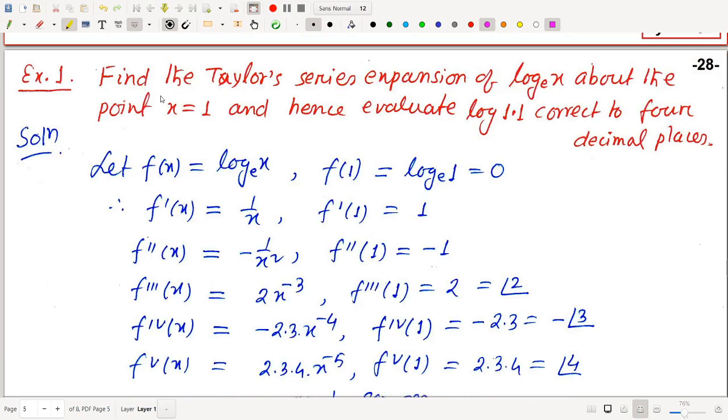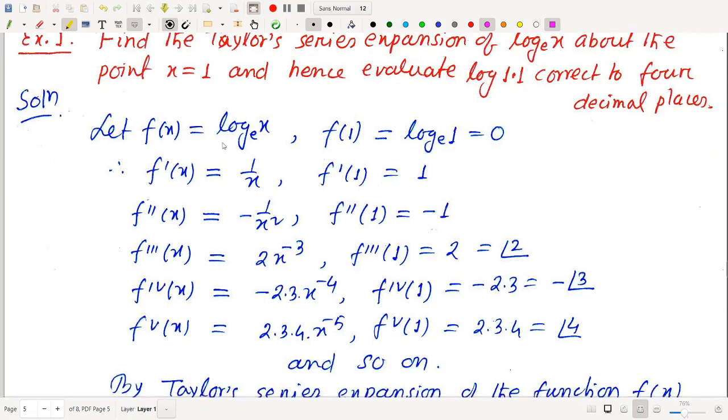Example 1. Find the Taylor series expansion of log x about the point x equal to 1 and hence evaluate log 1.1 correct to 4 decimal places. So here the function is log x. Let f(x) be log x, then f(1) is log 1, equal to 0. We want to find the expansion in powers of x minus 1. That's why all the derivatives will be at the point 1.